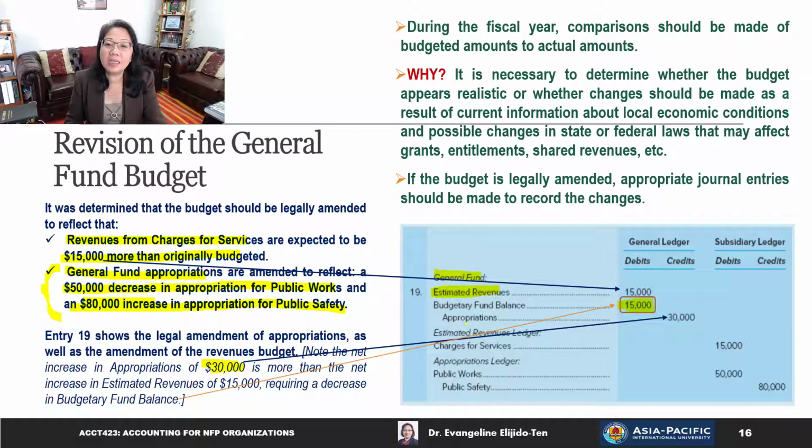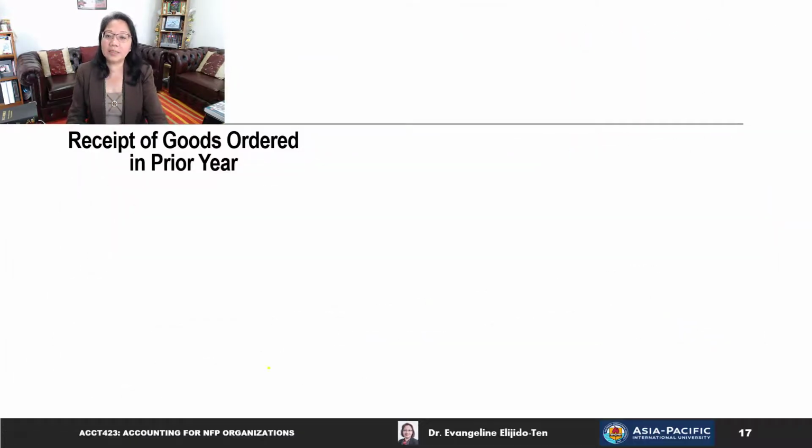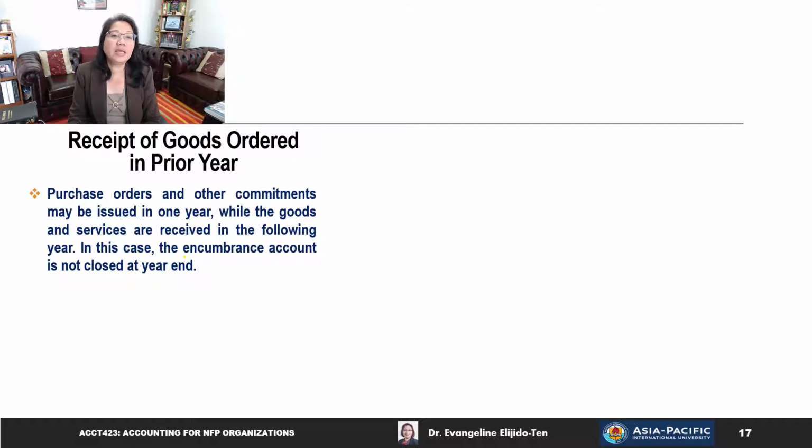In the estimated revenues ledger, for the charges for services, we will be recording in the subsidiary ledger a debit of 15,000, and in the appropriations ledger for public works, we will be debiting 50,000. Why is that? Because we are showing here a 50,000 decrease in appropriation for public works. And for public safety, we are showing a credit of 80,000 because there is an 80,000 increase in appropriation for public safety.